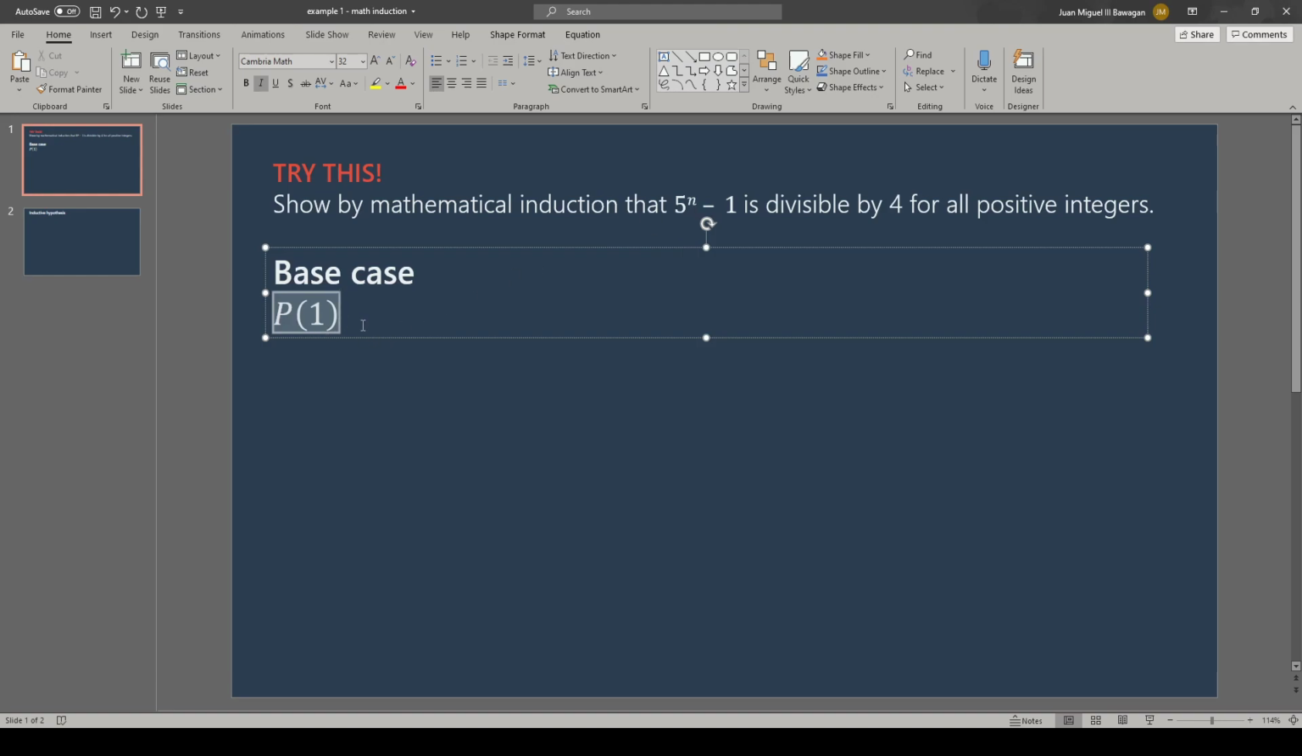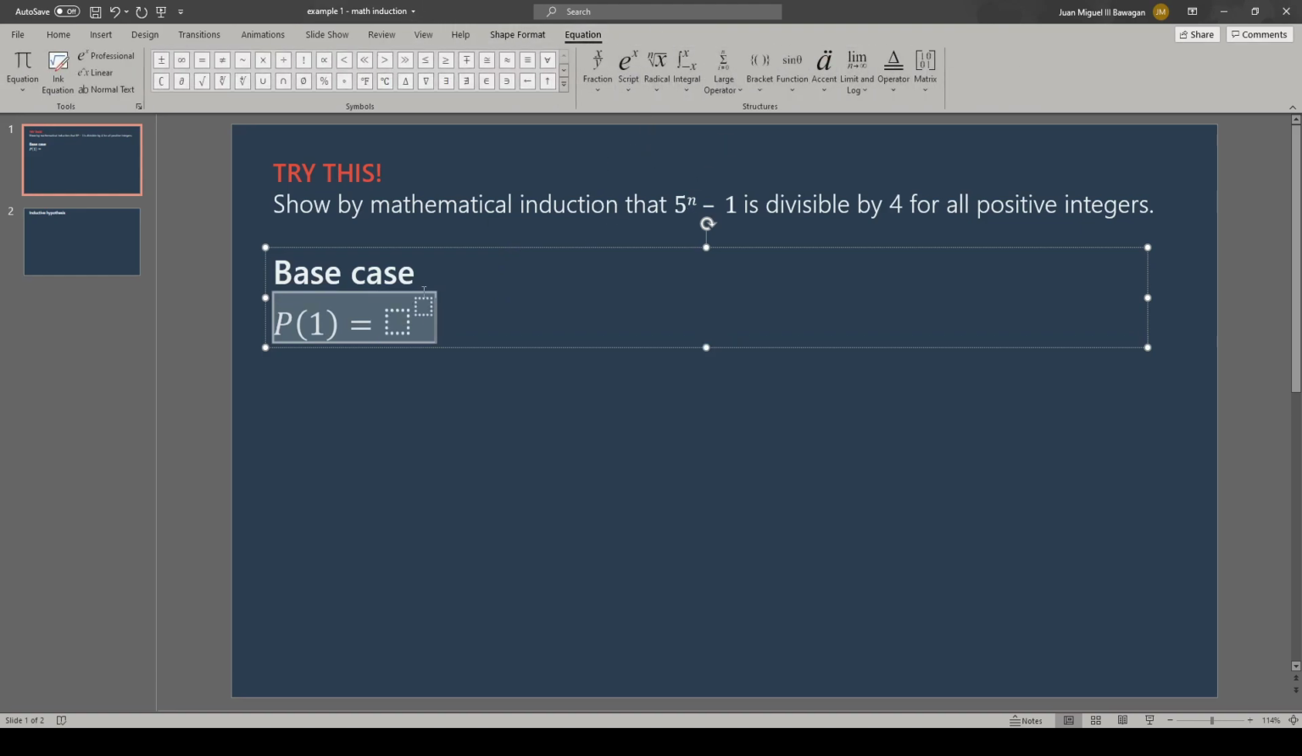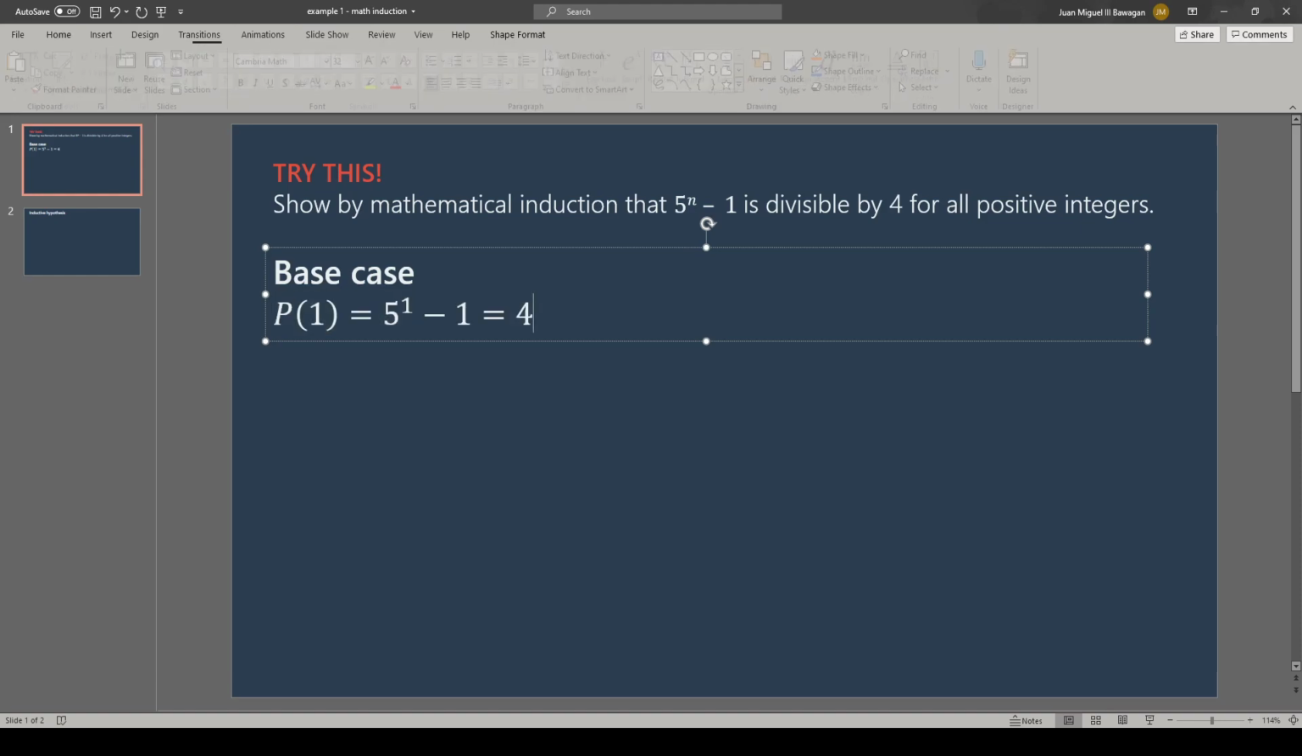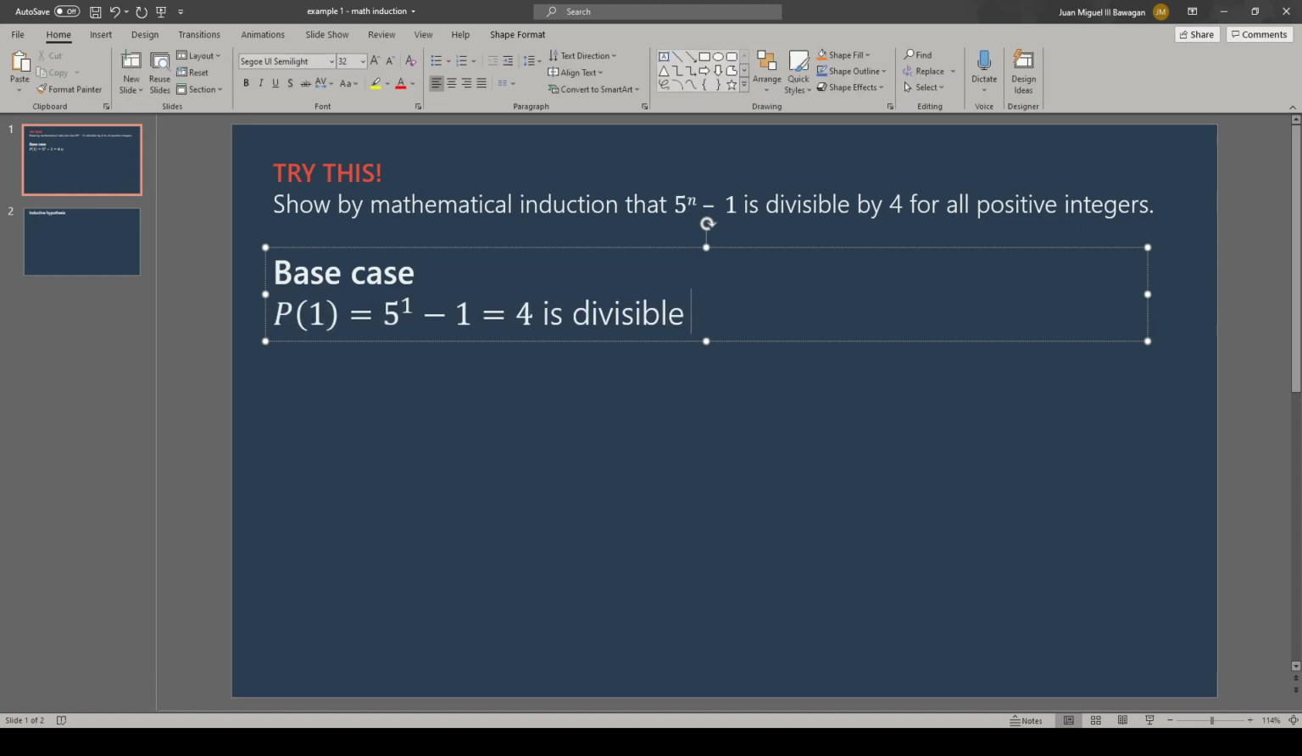So P of 1 is equal to, again, we'll substitute 1 to n. So this will be 5 raised to 1 minus 1. 5 raised to 1 is 5, minus 1, so we'll get 4. And yes, that is divisible by 4. Next.